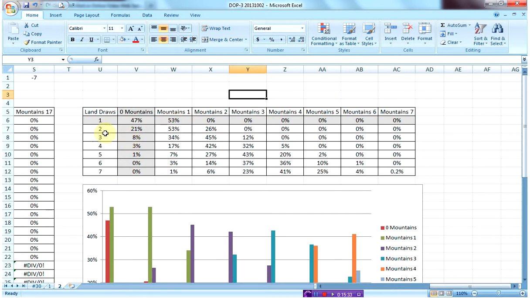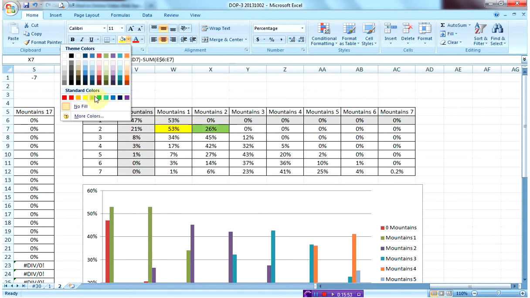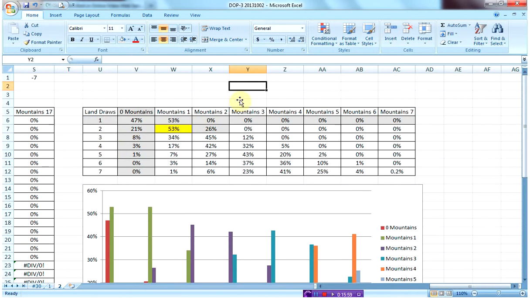And if we've drawn 2 lands, the case where we have both of our colors is if we've drawn 2 lands and have 1 mountain. If we've drawn 2 lands and we have 2 mountains, we do not have both of our colors. Likewise, if we've drawn 3 lands and we have 3 mountains, we haven't hit our second color. 4 lands and 4 mountains, and so on. It starts to become kind of meaningless down here, but still.